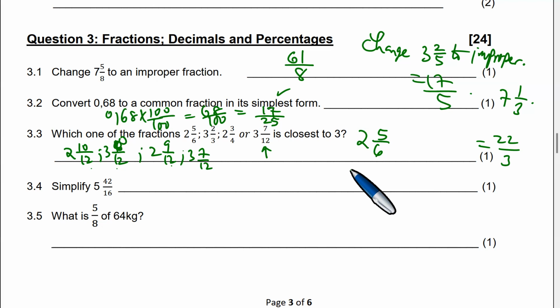It's closest to 3. Okay. And because the 2 and 5 out of 6 is the same as 2 and 10 out of 12.